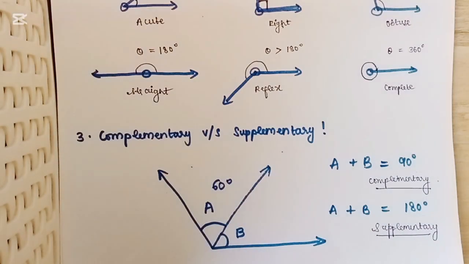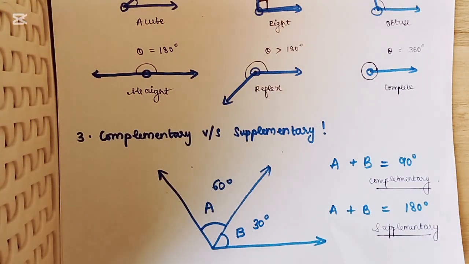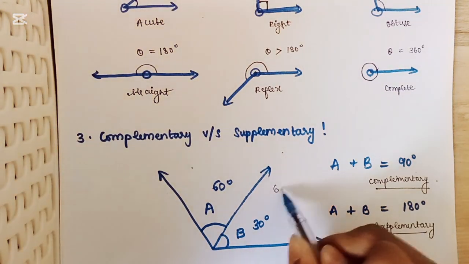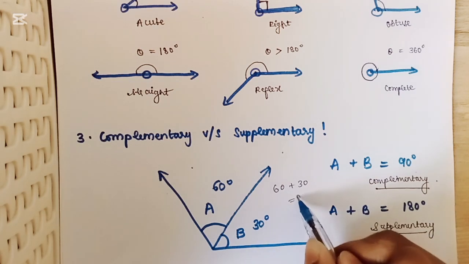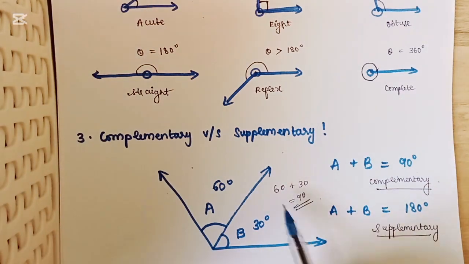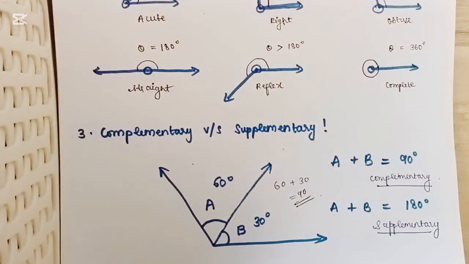So for example, if this was 60 degrees and this angle was 30 degrees, then which angle would that be? It will be 60 plus 30, which is equal to 90. So comment down which angle it is.